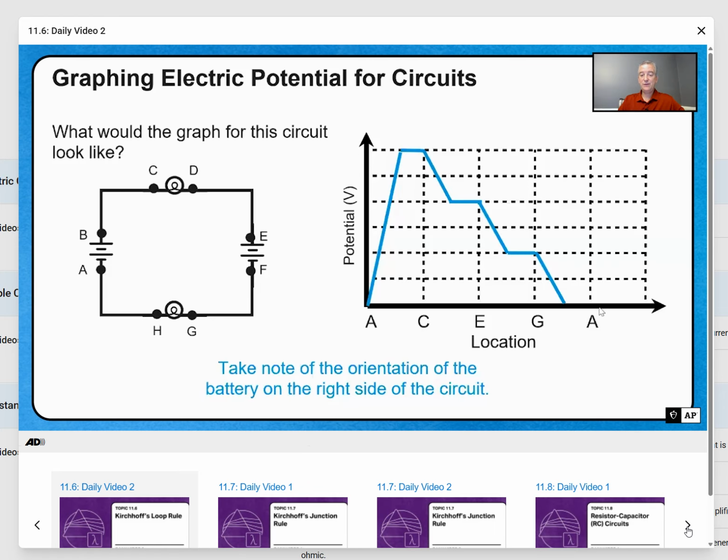Moving from C to D, we move across a light bulb, so there'll be a certain amount of electric potential lost in that instance. Moving from D to E, ideal wire, no potential loss or gain. Moving from E to F, we encounter the battery. Please take note of how this battery is oriented. You will see that we encounter the positive side first and then the negative side. This means that we're actually going to lose potential as we go across this battery. And so as we go from E to F, we're going to see a potential drop.